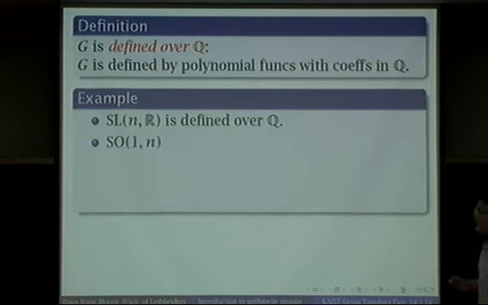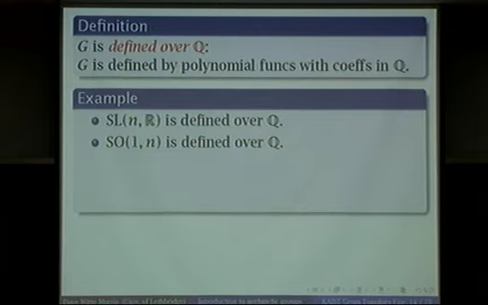If you look at SO1n, if you write down the polynomials that define it, so SO1n means you take A times some matrix times A transpose is the identity, all the coefficients, again, are just integers. In fact, I think they're probably 1s and minus 1s again. So again, it's obvious that that's defined over Q.